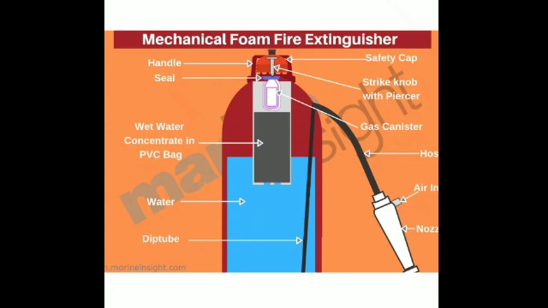Now this contains aluminum sulfate. Is that clear? When we strike the knob of the extinguisher against a hard surface, the glass bottle breaks, and the aluminum sulfate comes in contact with the sodium bicarbonate. Is that clear? Both of them react to produce carbon dioxide gas and aluminum hydroxide.